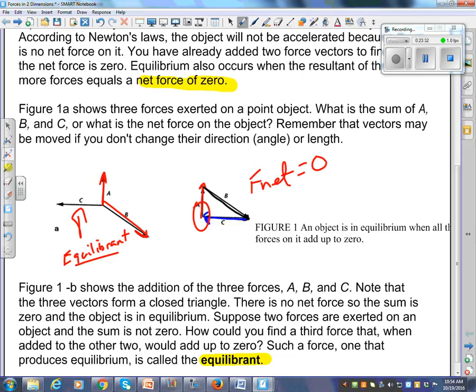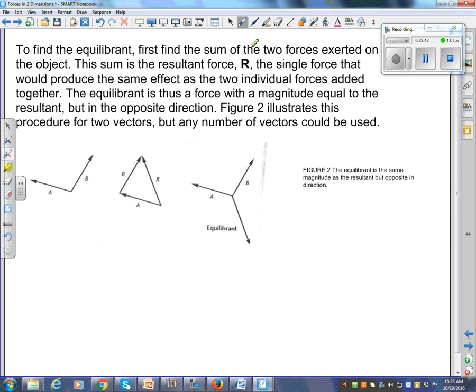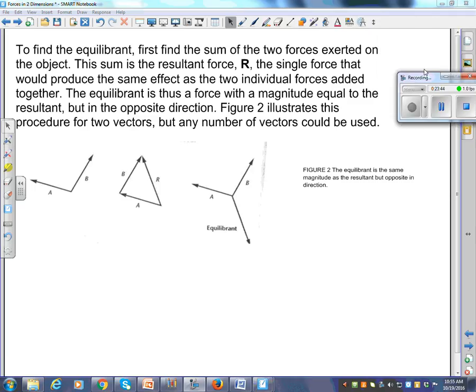Then listen. The equilibrant is the force that creates the net force of zero. So if I ask you for the equilibrant, that's what I'm asking for. To find the equilibrant, how do we do this? It's actually real easy.